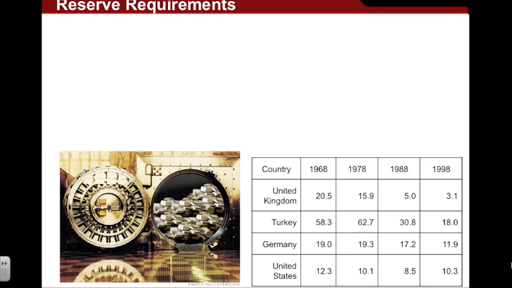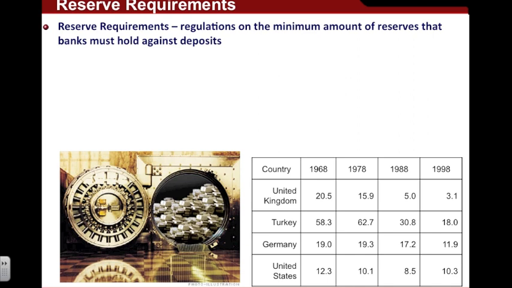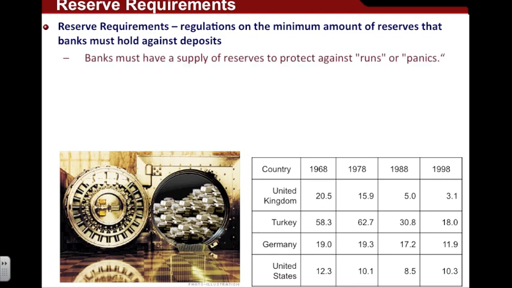All right, so we've established that the United States and other modern economies adopt what's called a fractional reserve system. In the United States, the percentage of each deposit that must be held by a bank is known as a reserve requirement. And of course, this again represents each deposit and how much the bank must hold. All right, so the banks must hold this supply of money in order to protect against runs or panics.